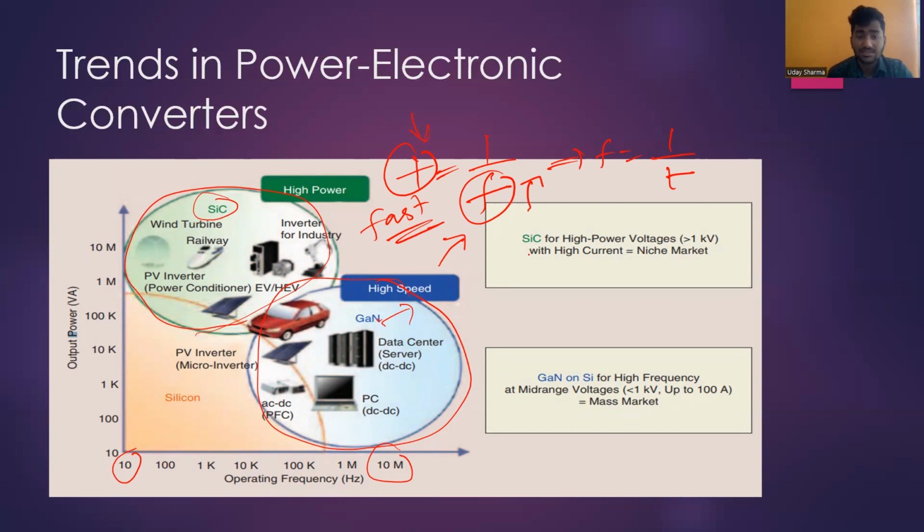As you can see here, silicon carbide is for higher power and voltages greater than 1 kilovolt with higher current, in the niche market. Gallium nitride on silicon is for higher frequencies and mid-range voltages, less than 1 kilovolt and up to 100 amperes. This is for the mass market.